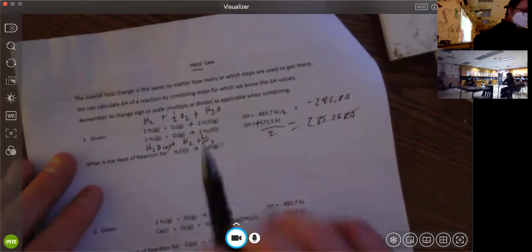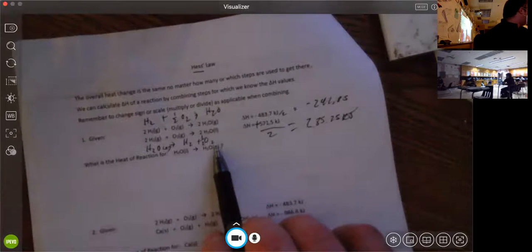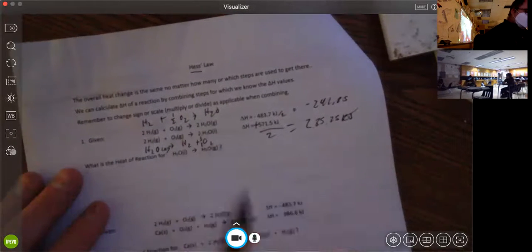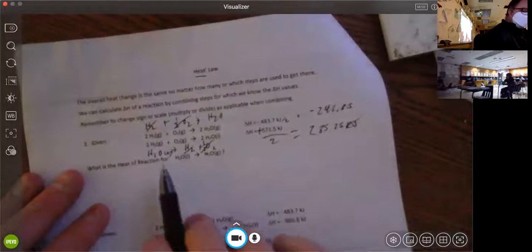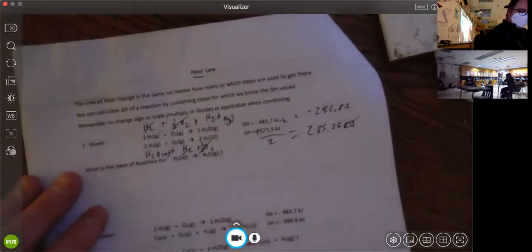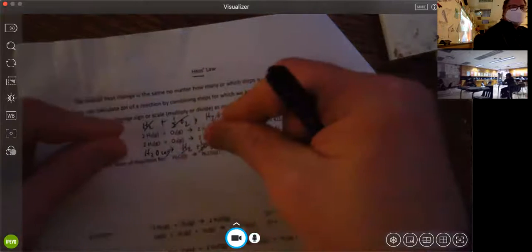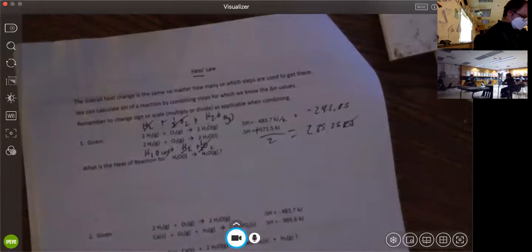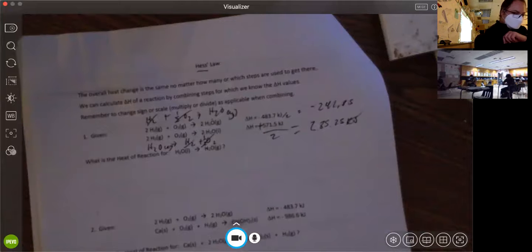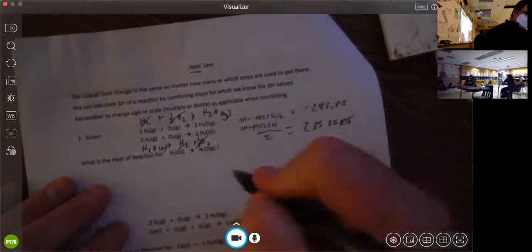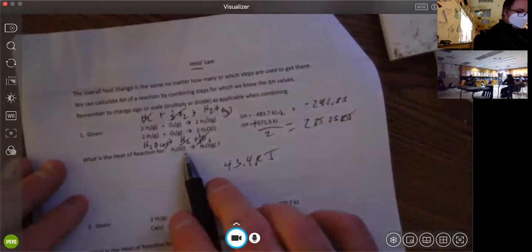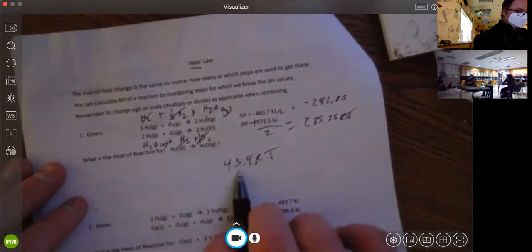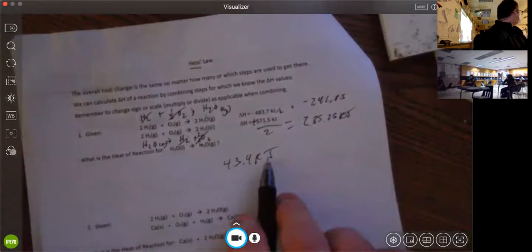Now let us check. Anything that is on opposite sides will cancel out. So we have 1/2 O2 here, 1/2 O2 here. Those cancel. We have H2 here and H2 here. Those cancel. We get H2O liquid yields H2O gas. So basically, we add these 2 reactions together. Negative 241.85 plus 285.25. The answer is 43.4. So in order to go from H2O liquid to H2O gas, we need to input per mole 43.4 kilojoules of energy.